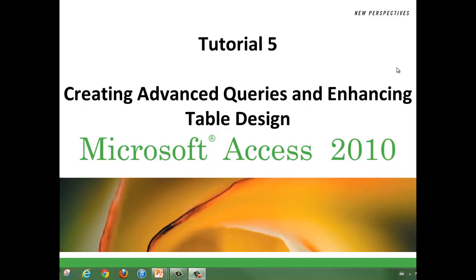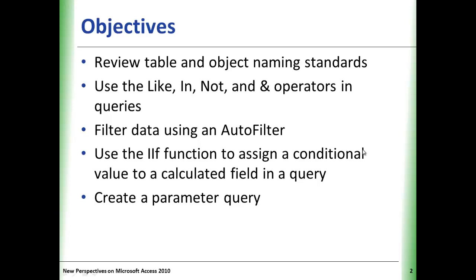Here in Tutorial 5, we're going to officially switch roles. In Tutorials 1 through 4, we were users with some designer capabilities. Starting in Tutorial 5, we learned to become designers. Our objectives for this tutorial are to review table and object naming standards.